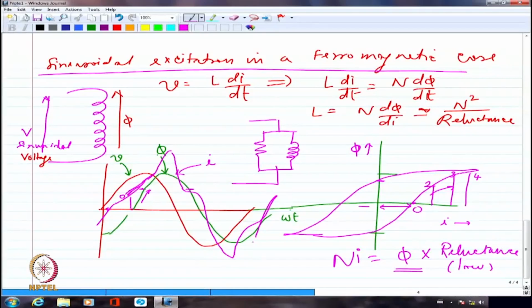So the current waveform will definitely be lagging behind the voltage waveform, and there will be some amount of loss in the form of hysteresis loss and eddy current losses. Those will be represented by the resistance, and the lagging current which is flowing through the entire ferromagnetic core wound coil will be represented by an inductance. So I will have both of these in parallel with each other.